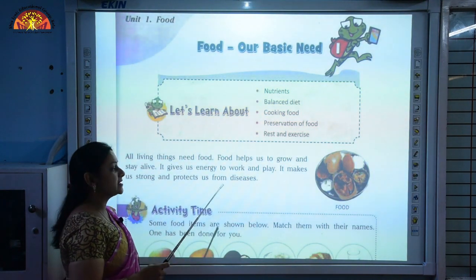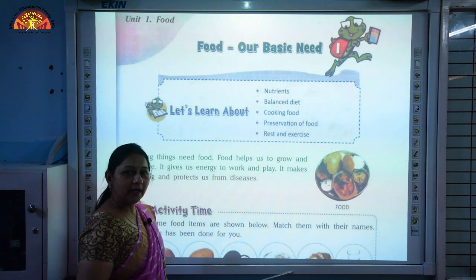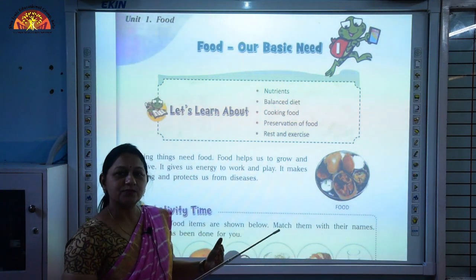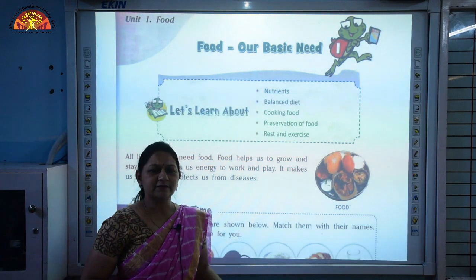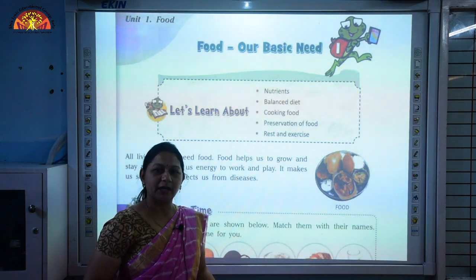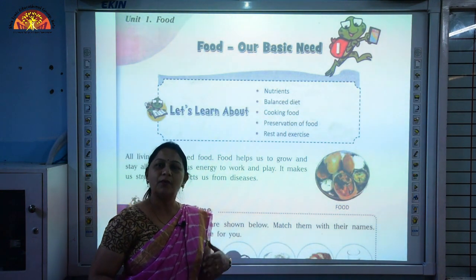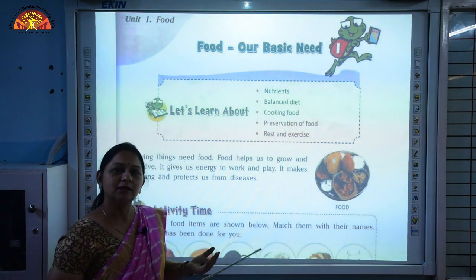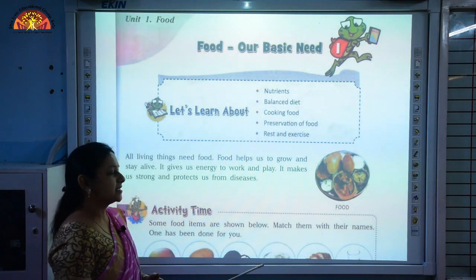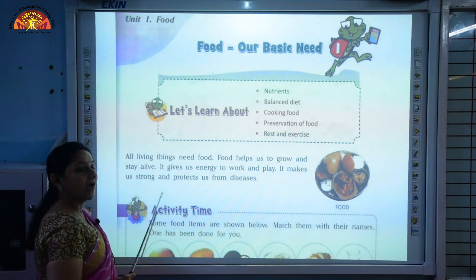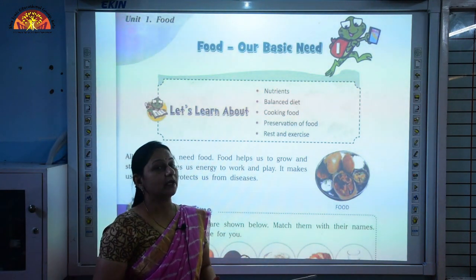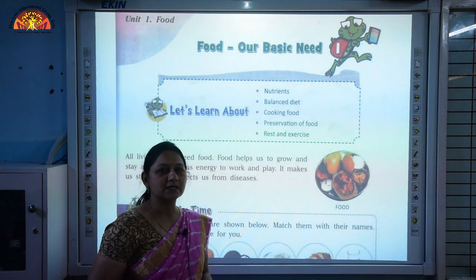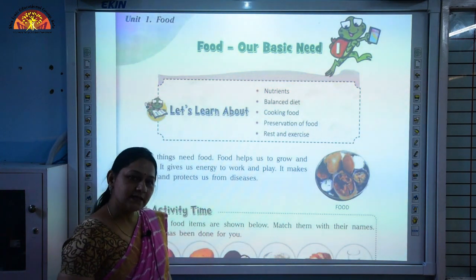It also gives us the energy to work and play. All the activities that we are doing in our daily day, means daily we are doing many activities like playing, running, jumping, and we get the energy to do all these activities by the food. Along with that, it makes us strong and it protects us from diseases. It gives us the energy, immune system to fight against diseases.